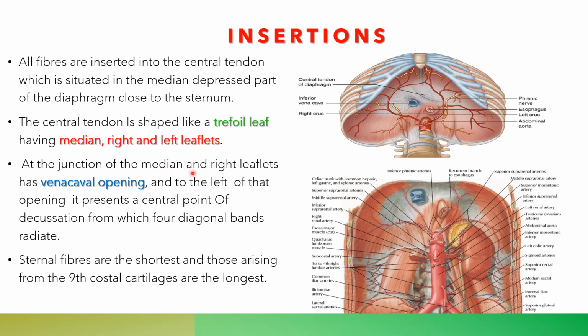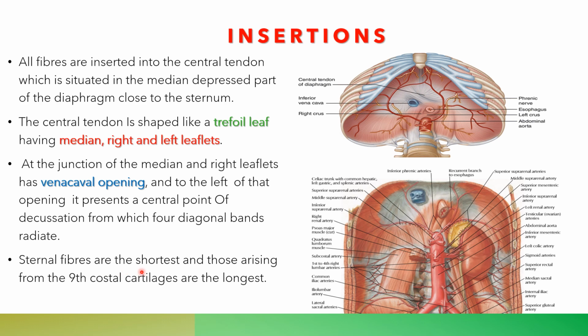Now at the junction of the median and right leaflets, we have the vena cava opening. You can see in this diagram the inferior vena cava opening. To the left of the opening, it presents a central point of decussation from which the four diagonal bands radiate.